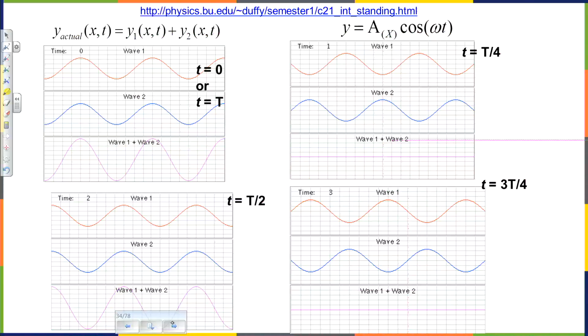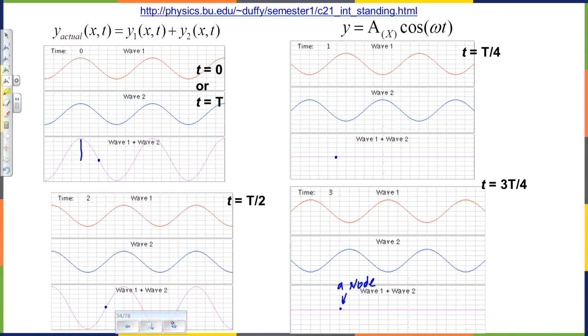So some points don't move at all, which, well, this, for example, this point, this point, this point, it's the same point in space. And we don't see any motion at that point. We call it a node. A node. A point inside a wave which does not move.